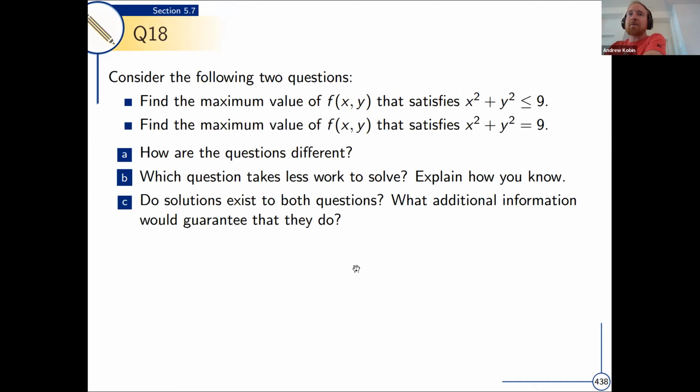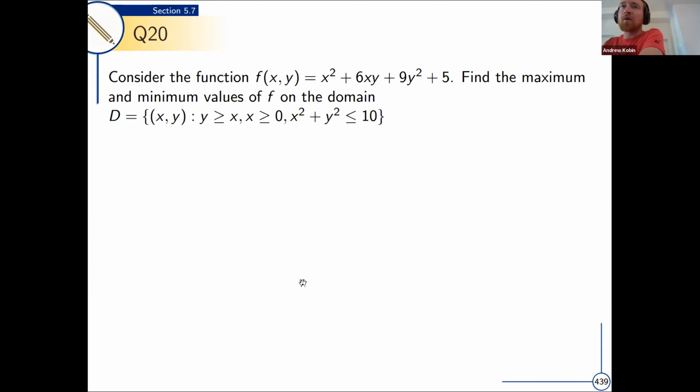I think this is the last one. I'm not going to read the whole slide, but this is a way of comparing two different situations where we maximize a function on a closed bounded domain. That's the first bullet point, or we maximize just on the boundary. And this problem asks you to compare the two situations. Oh, and then there's one more. Finally, here's a function, and we can now fully maximize and minimize this function on the closed and bounded domain shown here.